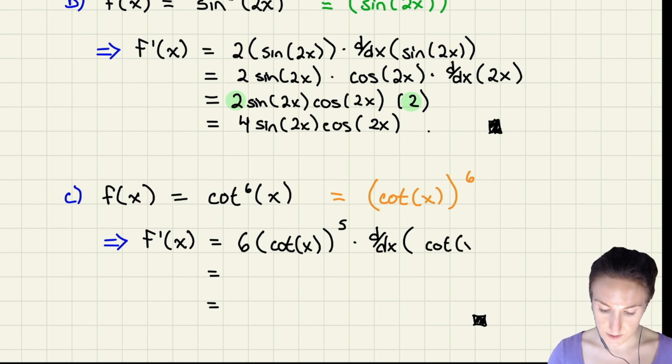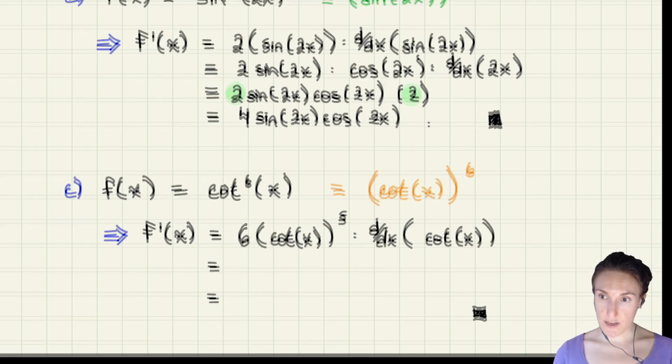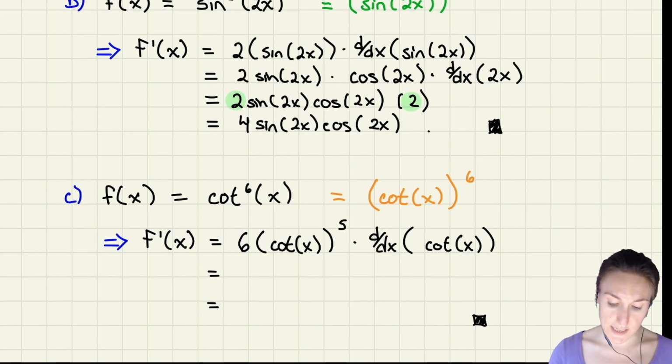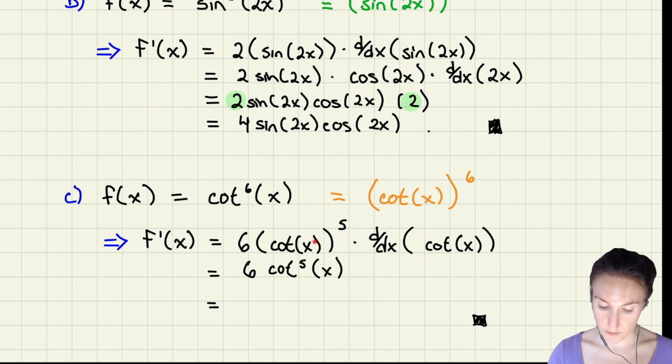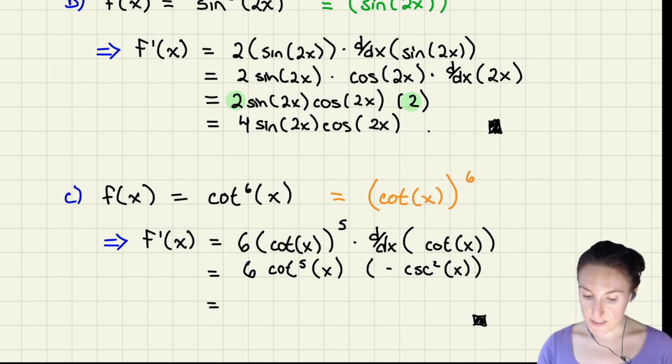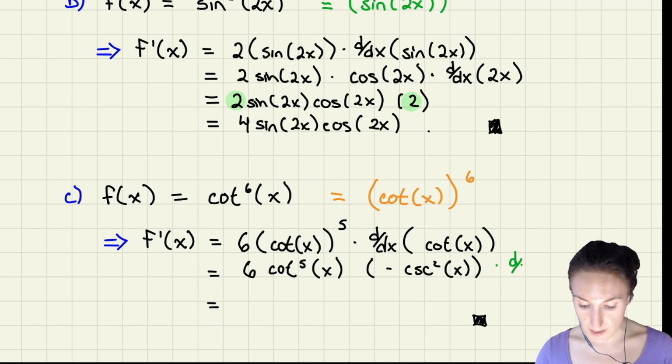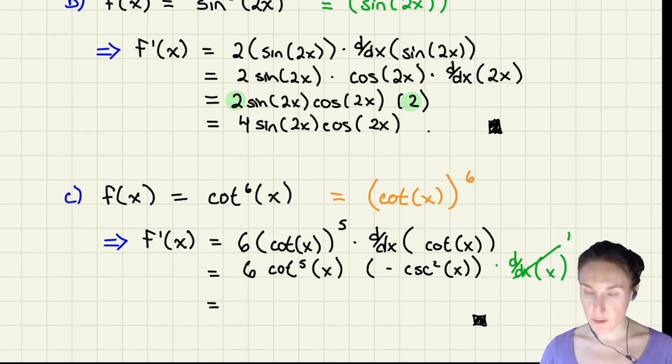So cotan of x. Now the derivative of cotan of x, remember, that's negative cosecant squared. So I have 6. I'll now write the cotan x to the 5 as cotangent to the 5 of x. You can leave it like this if you want, okay? But now this is multiplied by negative cosecant squared of x. And secretly, even though we don't write it because it's x by itself, we do have d dx of x. But it's just equal to 1. That's why we don't normally write it if we just have x on its own inside.